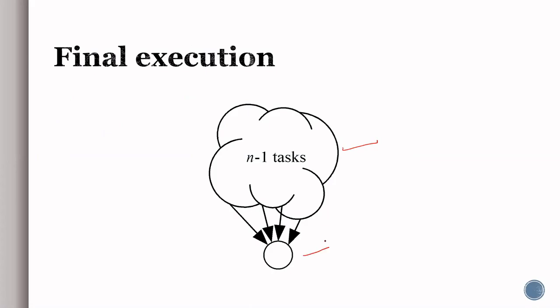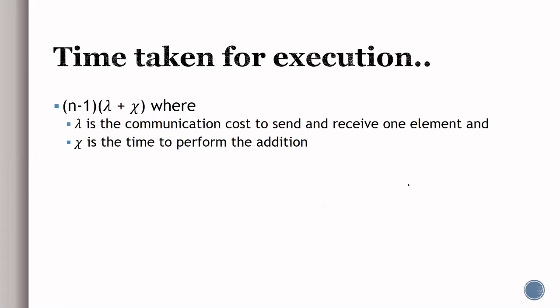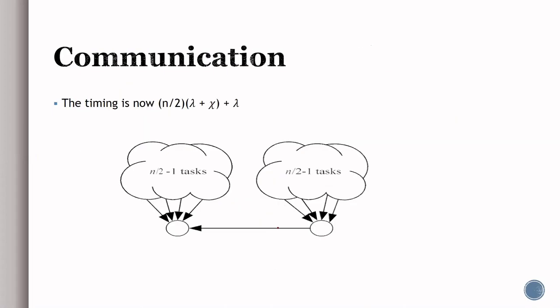So let's try to find out the time required. If lambda is the time required to send and receive an element and chi is the time to perform the addition, we can see that it will take n minus 1 into lambda plus chi. Just a step before, this step would have been 2 steps of n by 2 minus 1 tasks executing in parallel. So the time taken naturally will be n by 2 into lambda plus chi for each of them. And finally, 1 lambda for this send and receive.